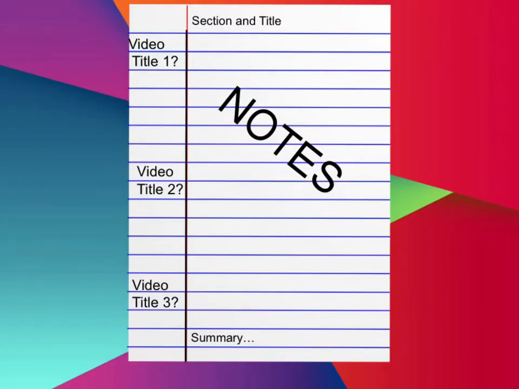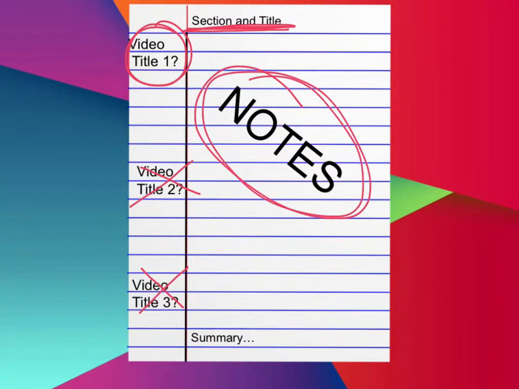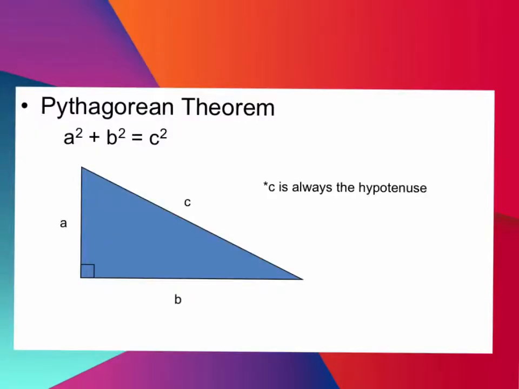Here is a reminder of what your notes should look like for taking notes for this video. Remember that there's no video title 2 or 3. There's only a video title 1. And Chapter 8, Section 1 goes up top. Write your notes, and once you have your notes, review the notes, and then answer the video question for your summary.